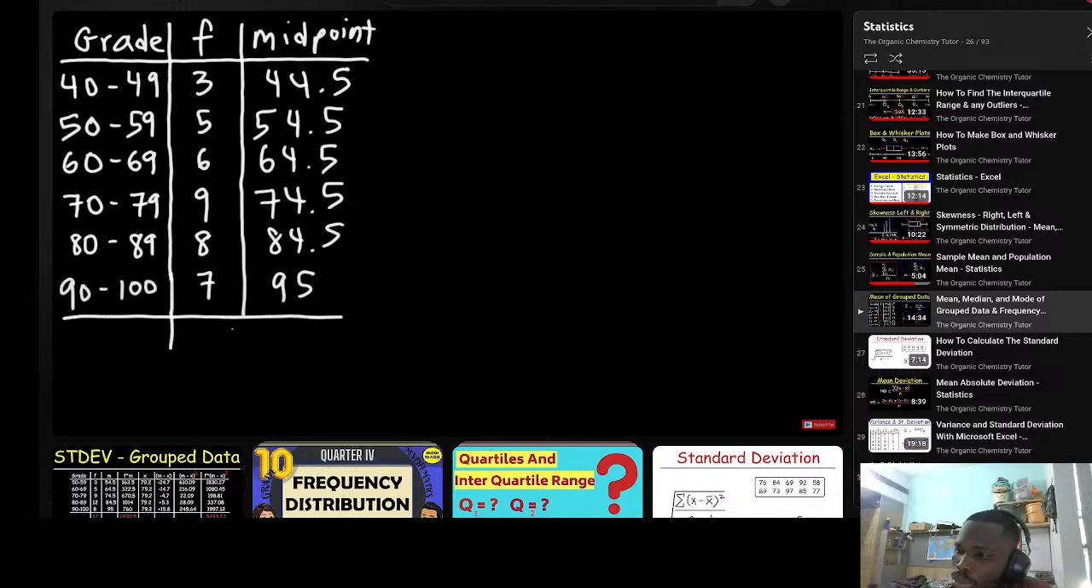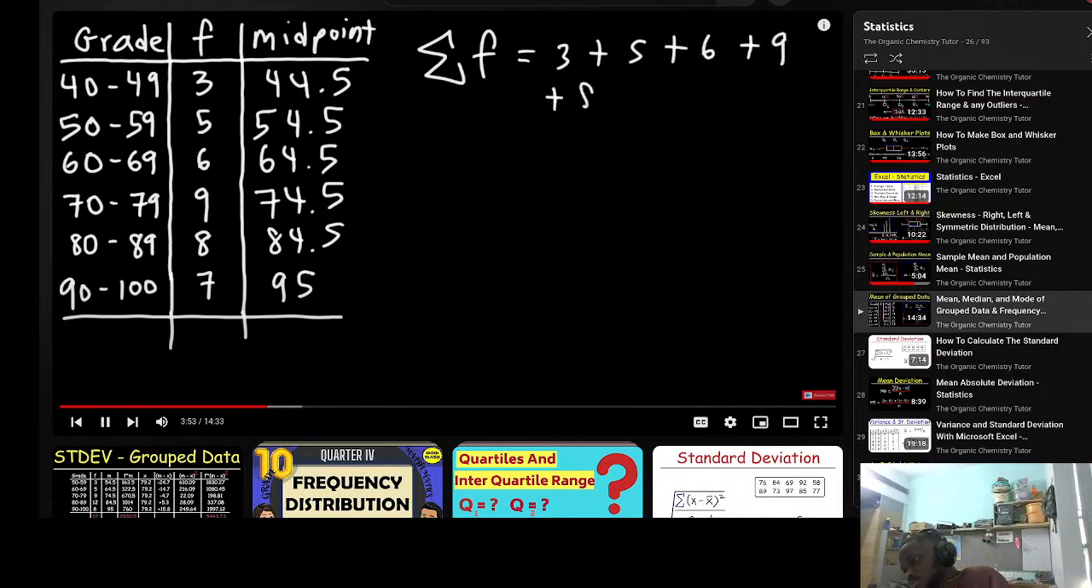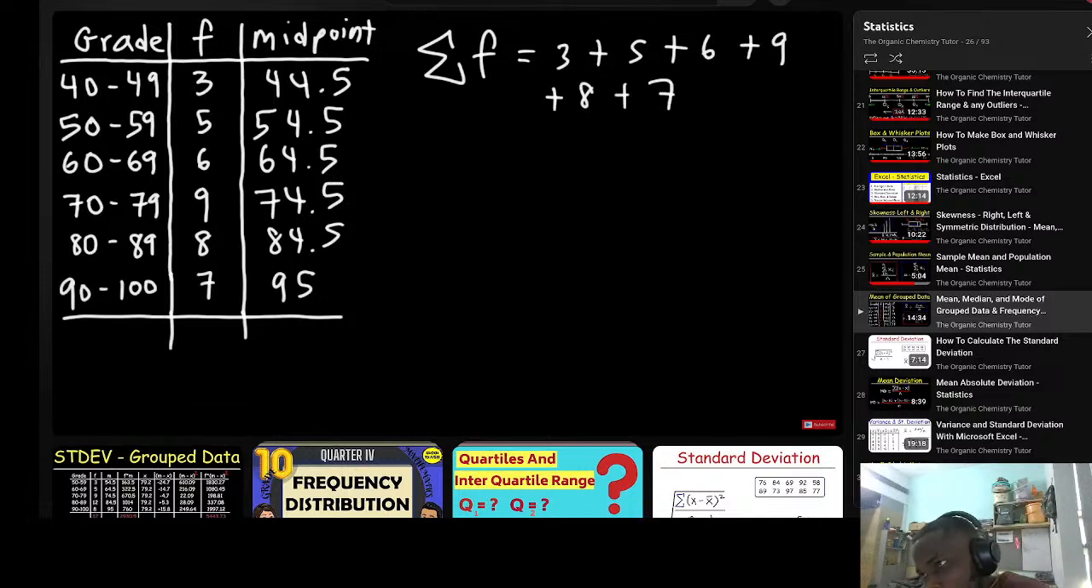Now our next step is to take the sum of the frequency column. So this will give us this particular value, which will help us to calculate the mean. So it's going to be 3 plus 5 plus 6 plus 9 plus 8 plus 7. So this tells us how many students are in the class. And so there's a total of 38 students in this class.